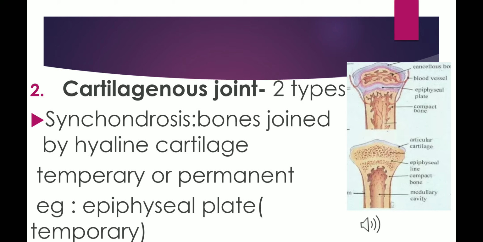And the synchondrosis joints are of two types, that is temporary synchondrosis and permanent synchondrosis. An example for temporary synchondrosis is epiphyseal plate. It is also called as growth plate. That is, it is seen in a growing bone and it is covered by hyaline cartilage, and when the bone becomes mature, the hyaline cartilage is replaced by bone tissue.